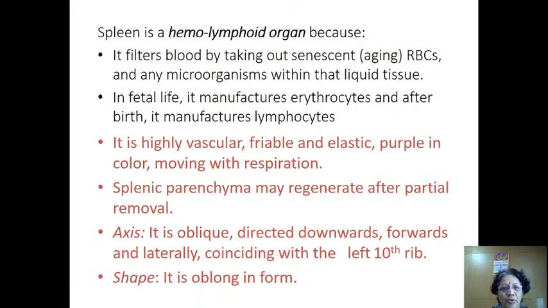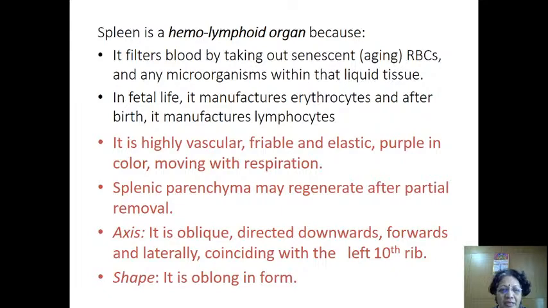So it's a hemolymphoid organ because it filters the blood and therefore any microorganisms that are contained in it. But before you were born, it is also a place of manufacturing of your blood cell lines, particularly the erythrocytes. After birth, it continues to manufacture lymphocytes, which is why we put it in the group of lymphoid organs. Very vascular, therefore it is friable, but it is slightly elastic.